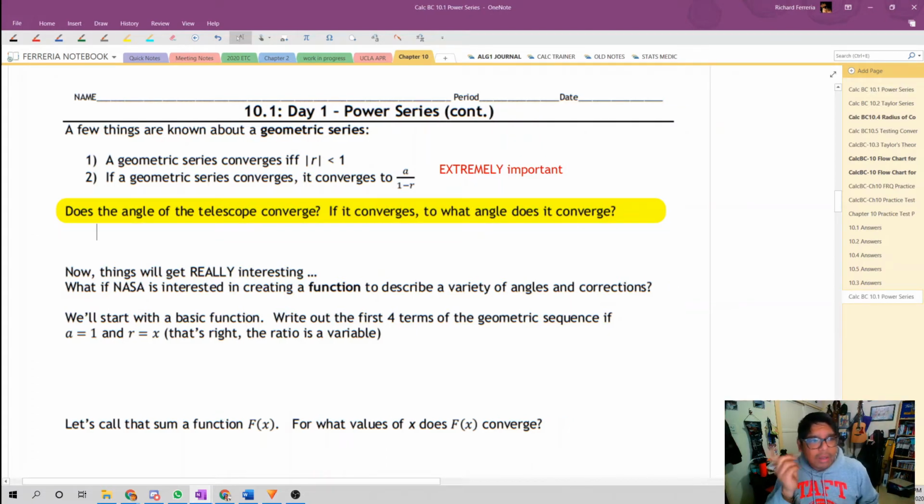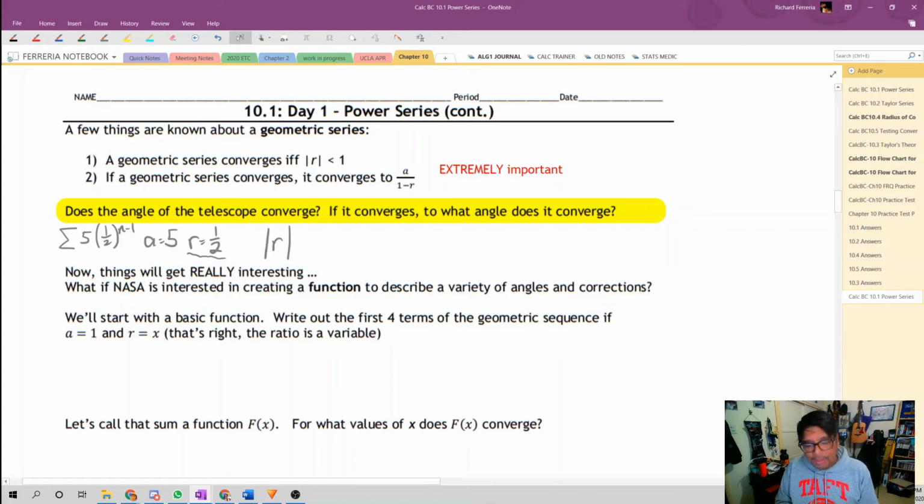So does the angle of the telescope converge? And if it converges, to what angle does it converge? Just to remind you, the series for that angle was 5 multiplied by 1/2 to the n minus 1 power. Analysis of that sigma notation tells you that a is 5 and r is 1/2. And the really important part here is the 1/2, the ratio.